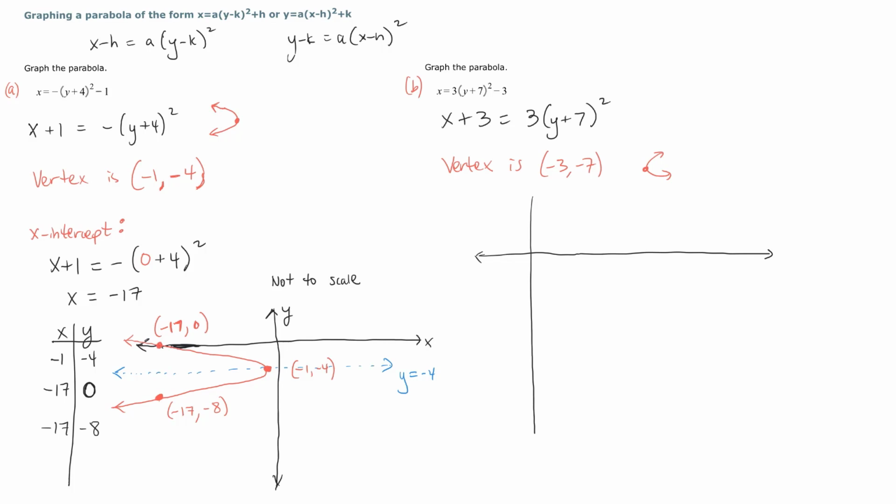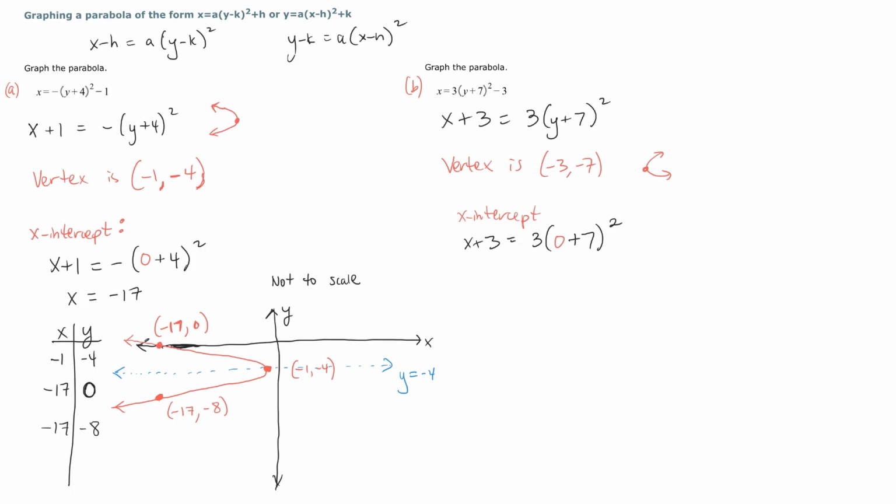I'm going to skew my graph again. Oh, I should have found something first. What did I do in the previous problem? I wanted to find a second ordered pair. Because I'm in the third quadrant, and it's opening to the right, it's very likely that there will be an x-intercept. So why don't we go ahead and find that? Let's find the x-intercept. And of course, the x-intercept occurs when y is 0. X plus 3 is equal to 3 times 0 plus 7 quantity squared.